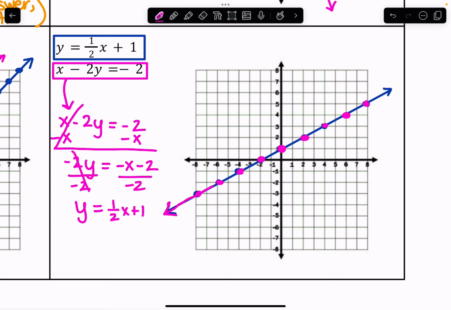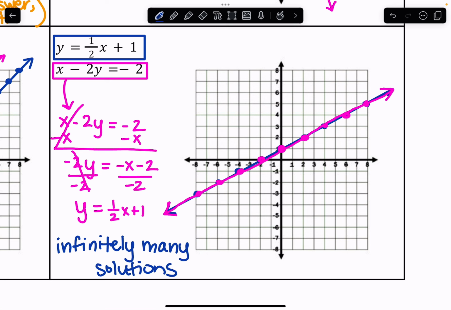So what ends up happening is that this ends up being the exact same line twice. And so that means that every single dot on that line is a solution. So this one has infinitely many solutions. So any dot that you could ever think of with real numbers, x and y, on that line is going to work for this because they're the exact same line.